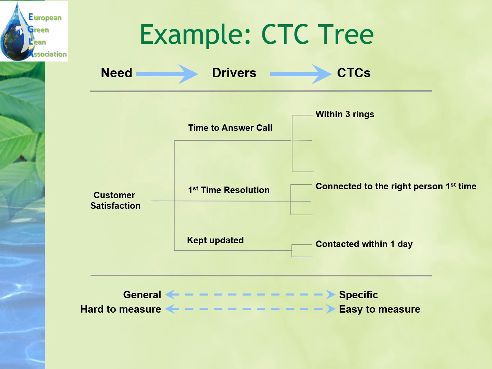For example, here is a customer service unit. This is from a real project. The customer satisfaction survey shows that we need to answer the call faster. We need to get first-time resolutions. We need to keep the clients updated. And based on that, we find out that we have to have 3 rings. And as you see, there are other points empty as well: connect to the right person first time, and contacted within 1 day. So from the left of more general and hard to measure things to the right of more specific and easy to measure things, that is a major part of the VOC exercise.